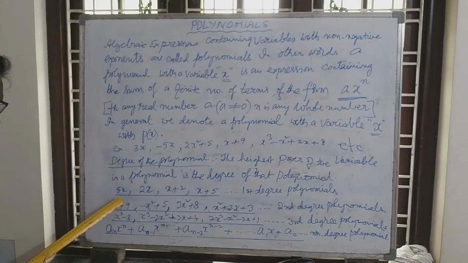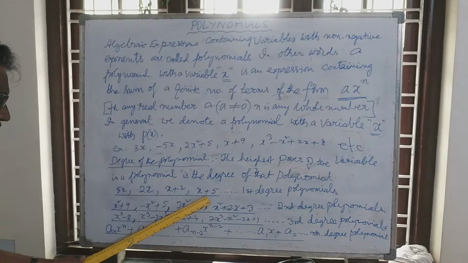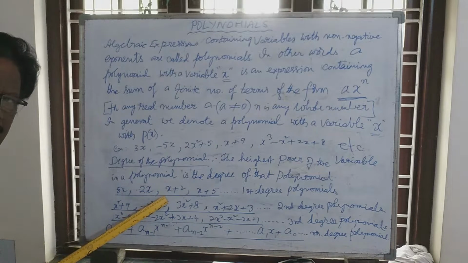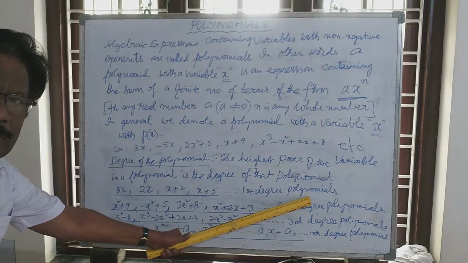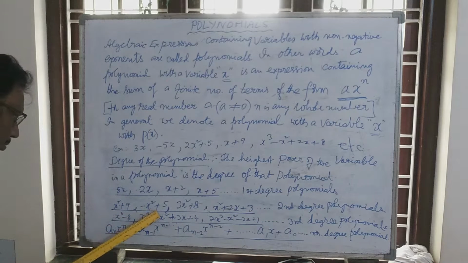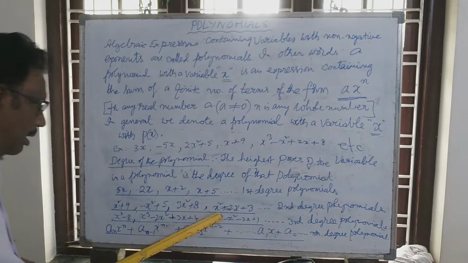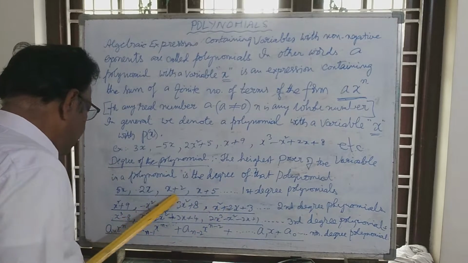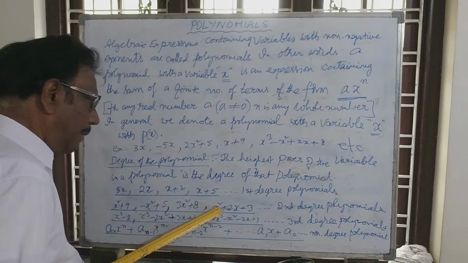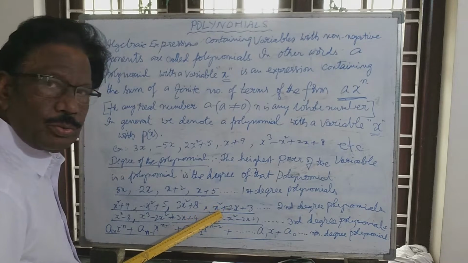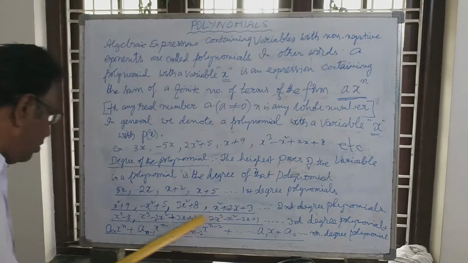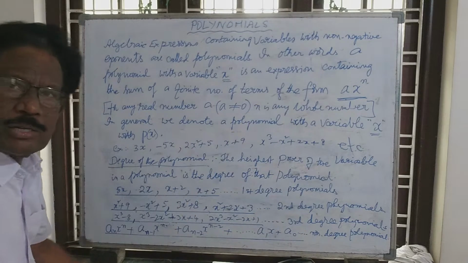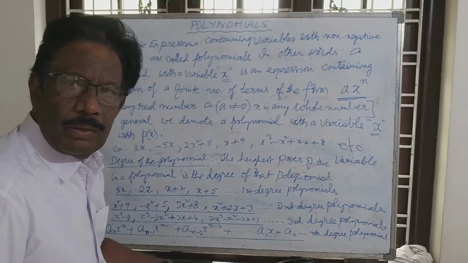See this example: 5x, 2x, x plus 2, x plus 5. In all these polynomials, you find the power of x is 1. So it is a first degree polynomial. And x square plus 9, minus x square plus 5, 3x square plus 8, x square plus 2x plus 3: in all these algebraic expressions the highest power is 2. Therefore, it is a second degree polynomial. And in these three, the highest power is 3, therefore it is a third degree polynomial, and so on. If it is 4, fourth degree, if it is 5, fifth degree, like that.